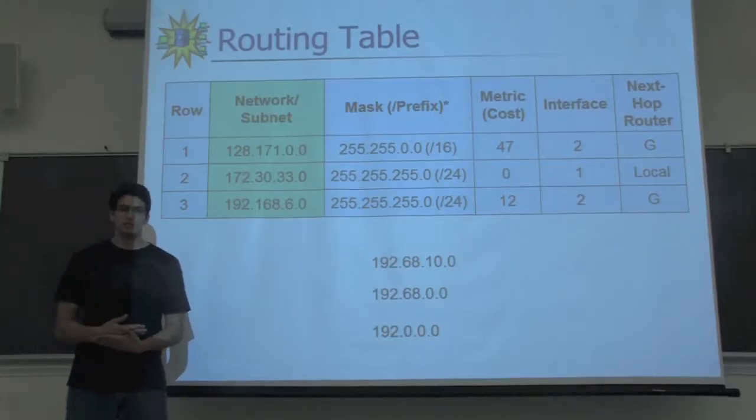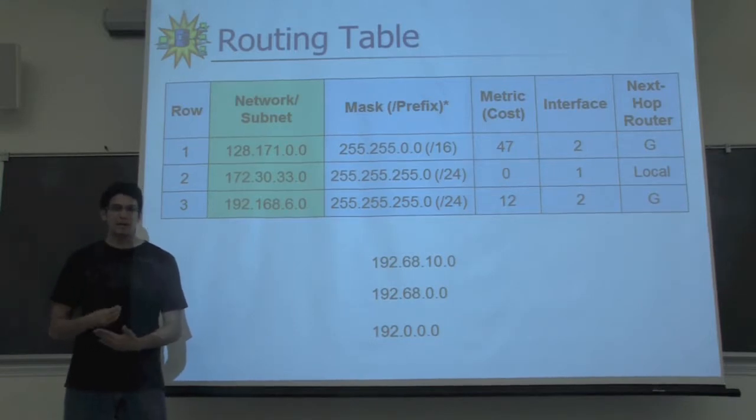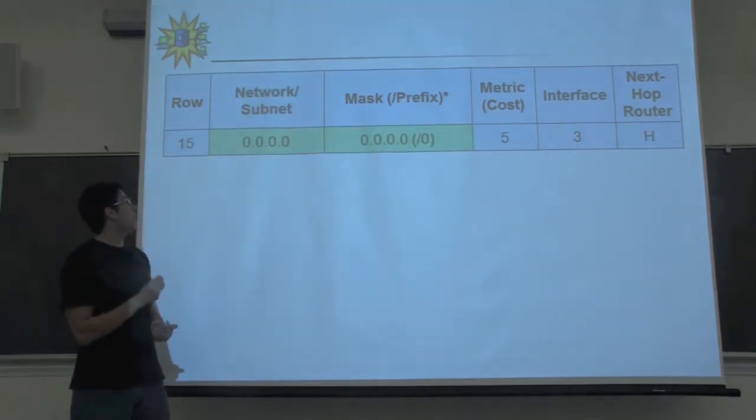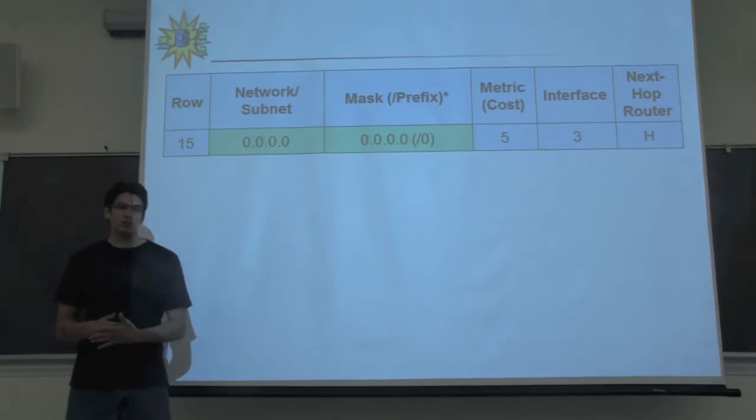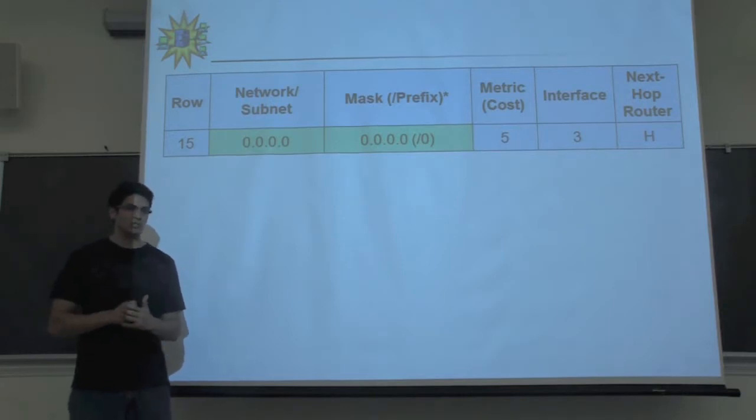But what do we do if there aren't any matches? In the event that there are no matches, each routing table has what's known as a default destination address. With this row, all of the values for this network and mask are all zeros. That way, no matter what the incoming IP address is, it will always match with this row, and then will be sent to the next hop router as indicated by this row.